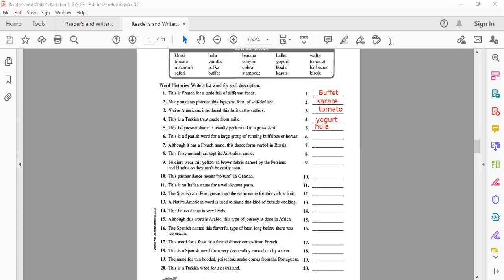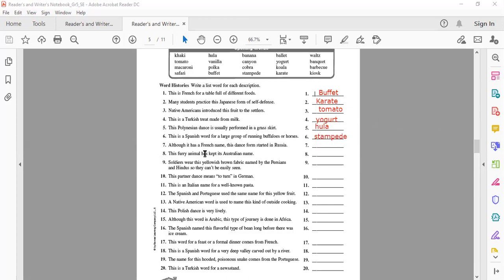So you have number 6. This is a Spanish word for a large group of running buffaloes or horses. They are scared and they are running all together, all the animals. What do we call it? Stampede. Stampede, very good.